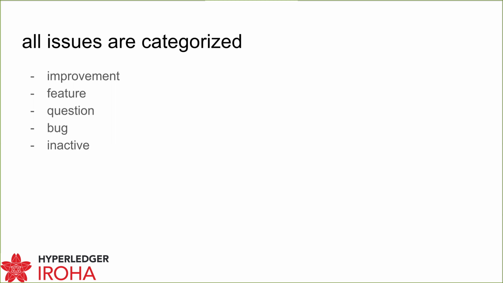So we make categories for issues. We will have 5 categories. One is improvement. I will explain later what this is. Improvement, feature, question, bug, and inactive.